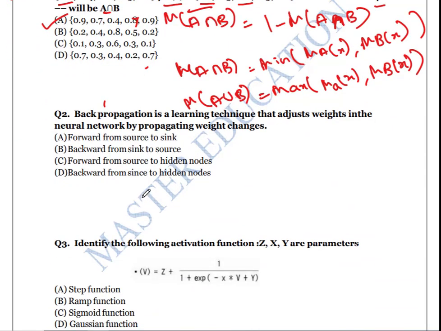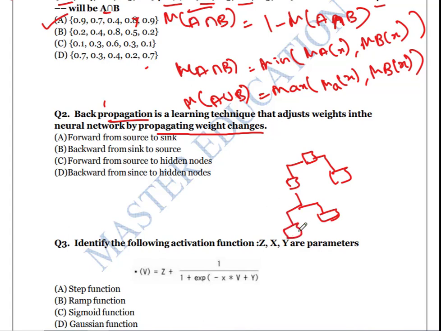The next question: back propagation is the learning technique that adjusts weights in the neural network by propagating weighted changes. Back propagation means you are going to the back. Consider this tree structure: back propagation goes from the sink, which is the last one, to the source. So backward from sink to source is the correct answer for the back propagation technique.